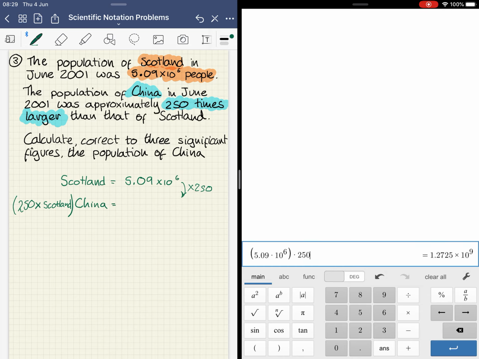And then times 250. And so first it gives me this answer here of 1.2725 times 10 to the 9. We are told we want it to 3 significant figures. So I look at my 4 significant figure. That's my first, that's my second, that's my third, that's my fourth. 2 rounds down, so that means the 7 in front stays the same. And that's my answer.